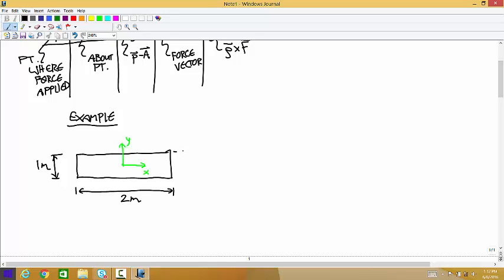And let's choose our about point to be off the body, where this distance is another 1 meter. You can do that. So you can calculate moments about points that aren't on the body. It still makes mathematical sense.